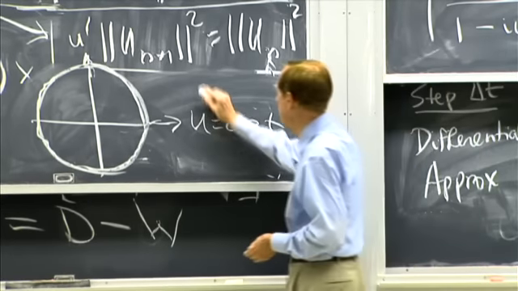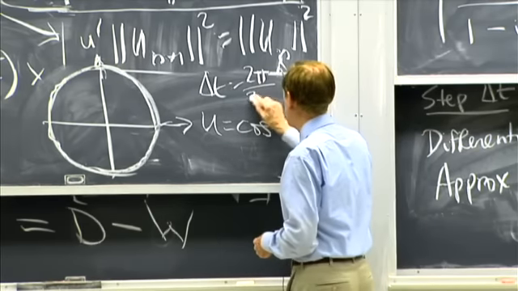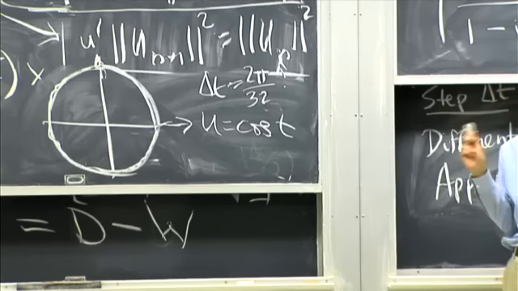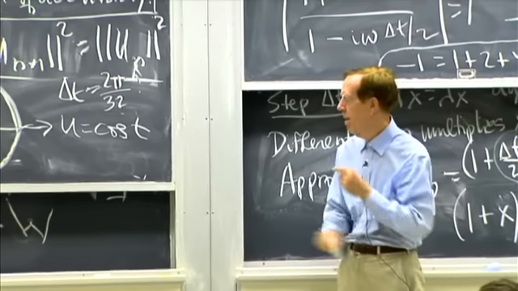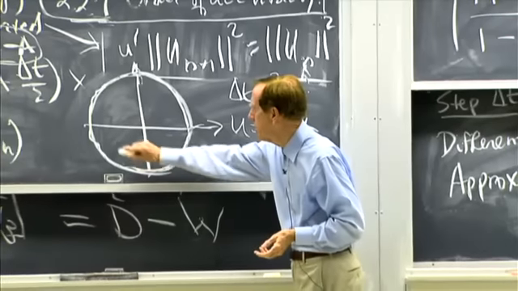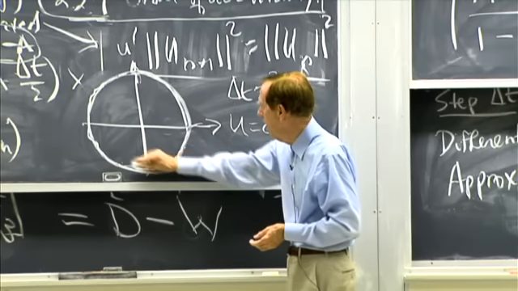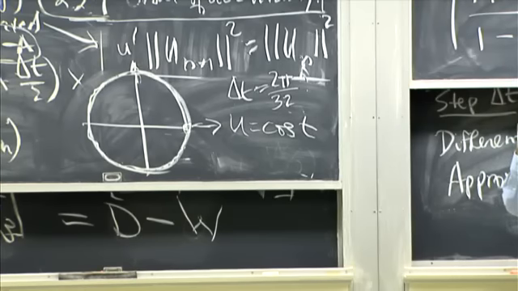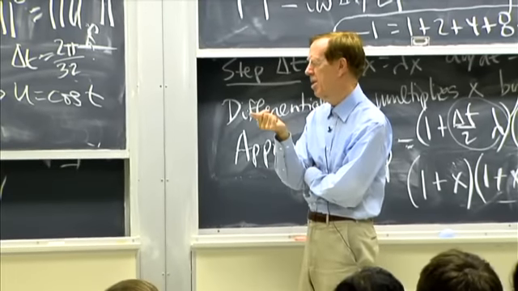So I'm taking delta t to be the 2 pi that would bring me all the way around, but dividing by 32. What does that mean? What does the exact solution do at those 32 steps? It goes on the circle in 32 equal steps, 2 pi divided by 32 radians every time, and comes back exactly where I started. So it's like following a planet. Now I do it by finite differences.